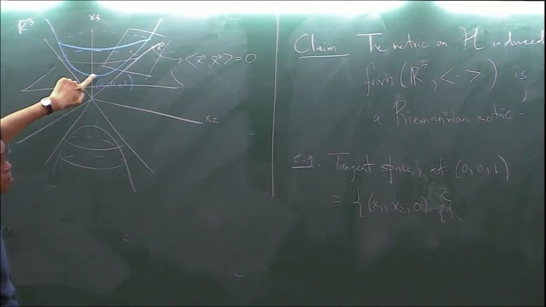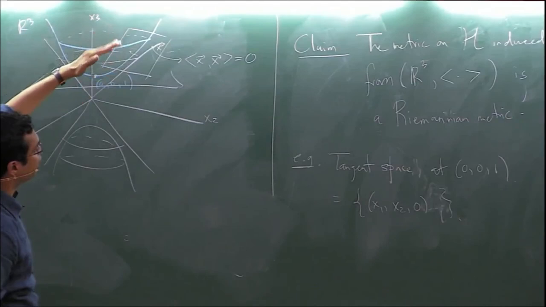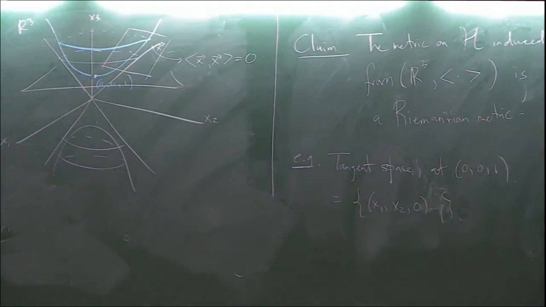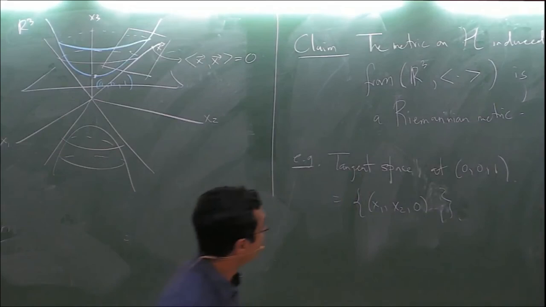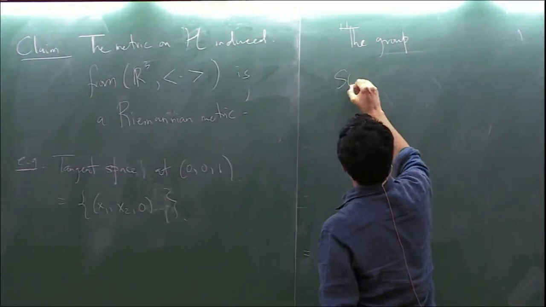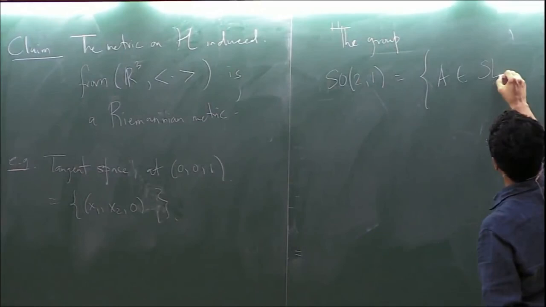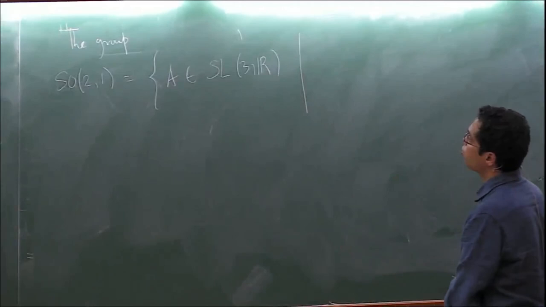But what about other points on this hyperboloid? You can check this, and the neatest way to check that this defines a Riemannian metric everywhere is to notice that there's a group which acts transitively on this subset script H. So there's a group that acts by isometries, preserving this inner product. This group is called SO(2,1). It's made of 3x3 matrices whose determinant is 1.